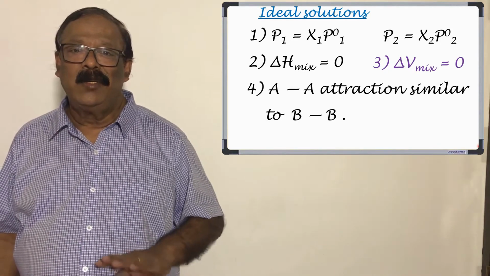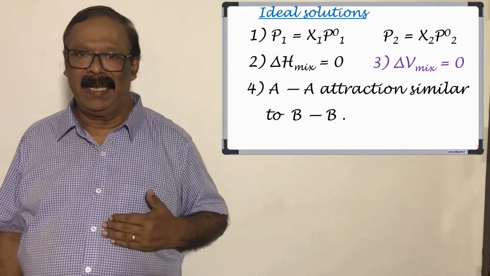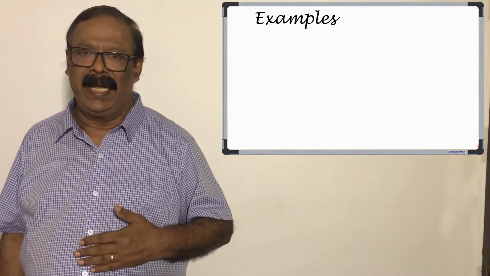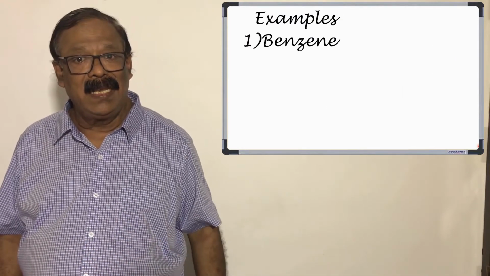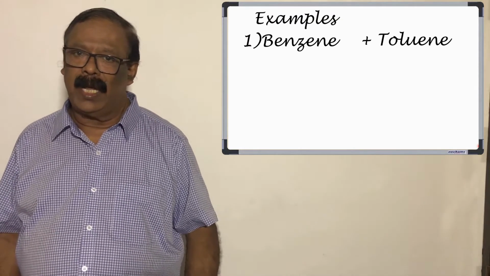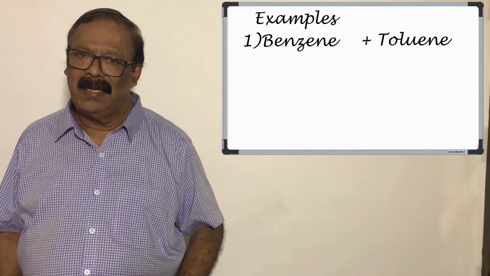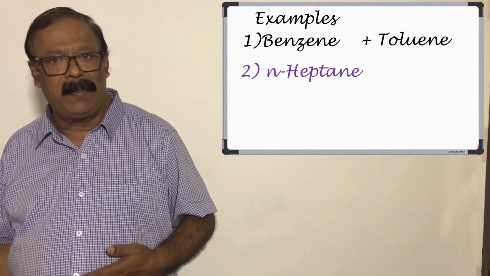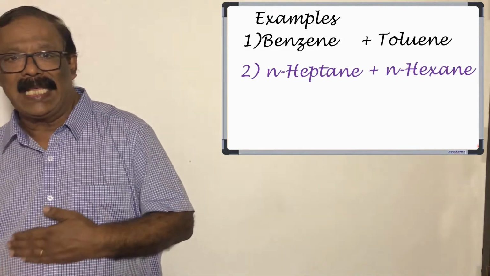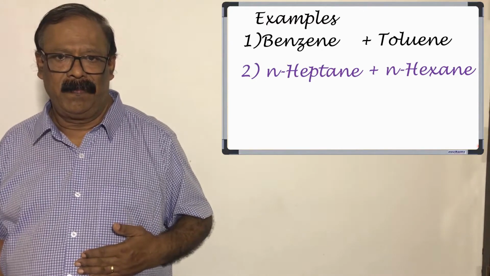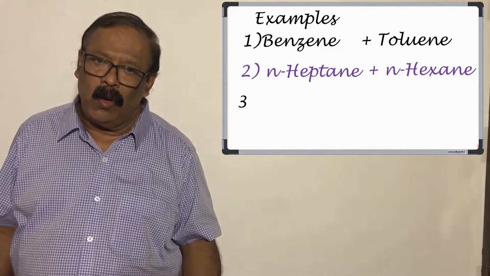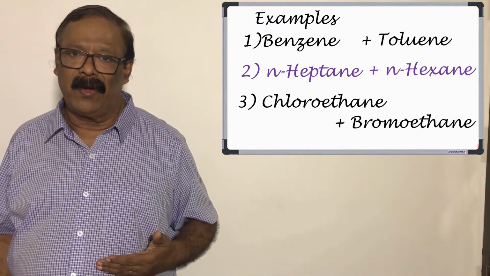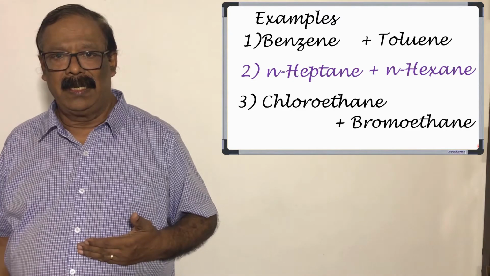In fact, no solution is 100% ideal. Examples for solutions which are almost ideal are benzene plus toluene. Both are hydrocarbons of similar structure. Then we have n-heptane, that is normal heptane, plus normal hexane mixture. Chloroethane and bromoethane will be another example for ideal solution.